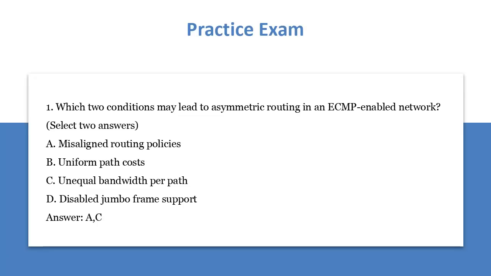(1) Which two conditions may lead to asymmetric routing in an ECMP-enabled network? Select two answers. A. Misaligned routing policies. B. Uniform path costs. C. Unequal bandwidth per path. D. Disabled jumbo frame support. Answer: A, C.